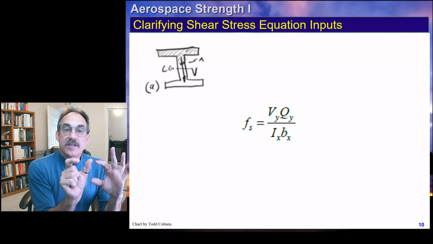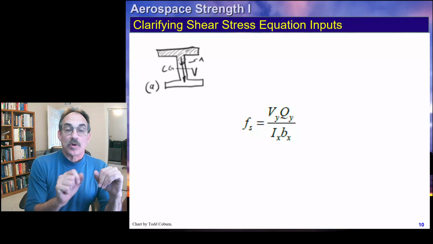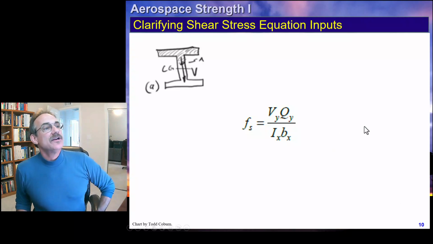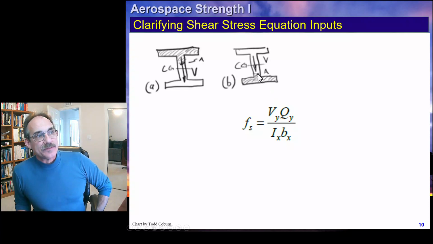And the width dimension we need is also going to be perpendicular to that shear force. So that's going to be Bx. So for any kind of vertical force, that's the equation. If we wanted the shear stress at this point down here, if A was down lower, now we're just going to do the same thing, same equation, but now we're going to have a little different Q that we're plugging in. It's the Q of everything away from the centroid.